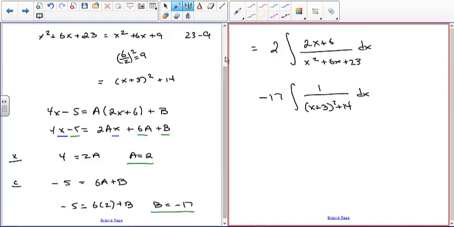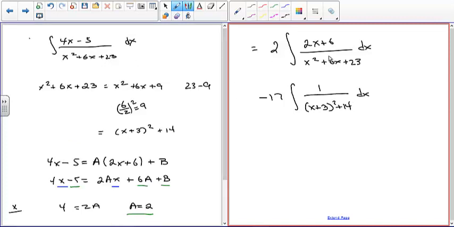So the original integral here becomes that. And if you multiply all this stuff out, you should get back to where you are. And you'll see we do. 2 times 2 is 4, so we get 4x. And then we get 2 times 6, which is 12, minus 17, which is negative 5. And the only difference between this denominator and this denominator is this one has completing the square, and this one's just the original version.